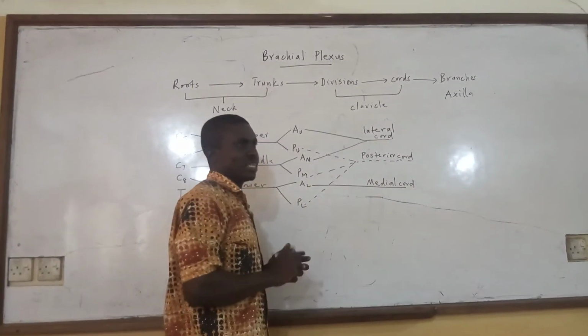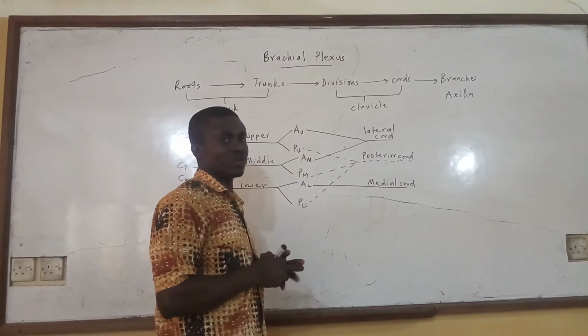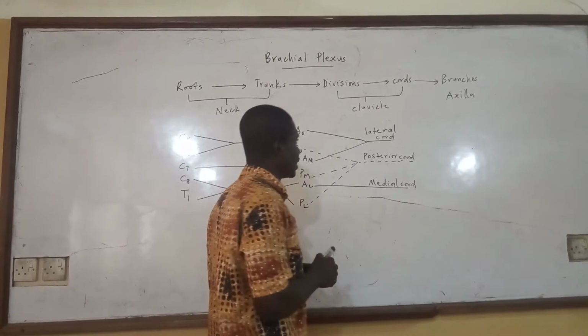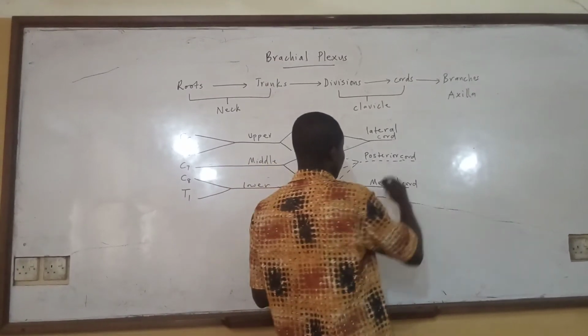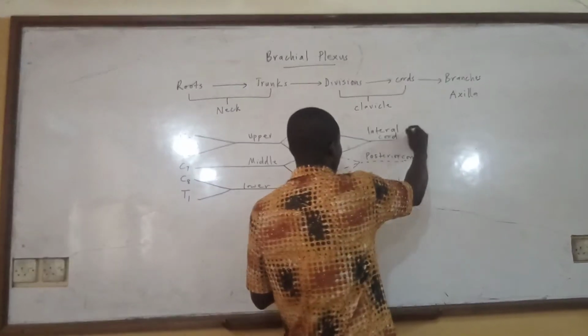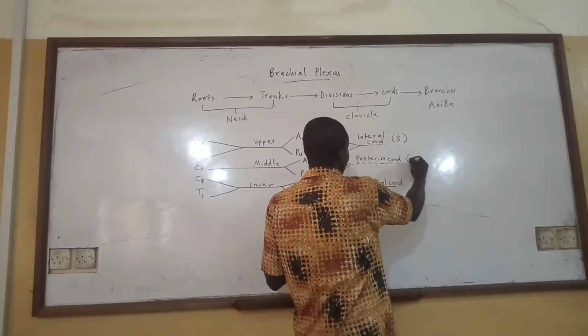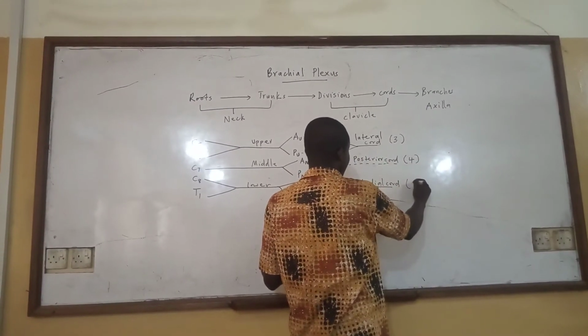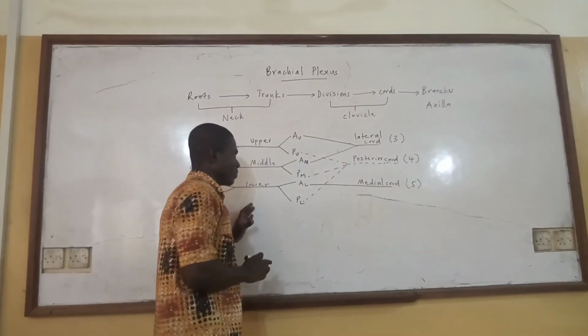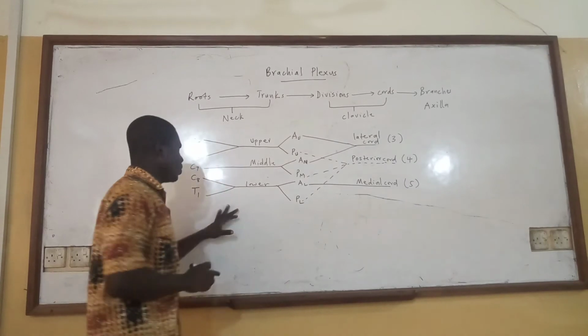This nomenclature has a lot of relation with what we call the axillary nerve. Actually, the first and second part of the axillary nerve. Now, these cords will further give the terminal branches. Lateral cord will give us 3, posterior cord will give us 4, and the medial cord giving us 5. 3, 4, 5 in the order.